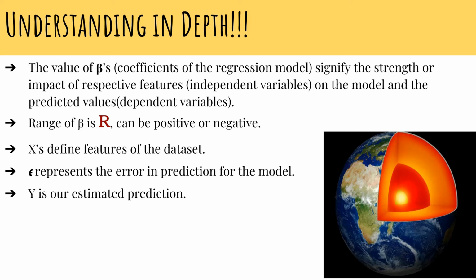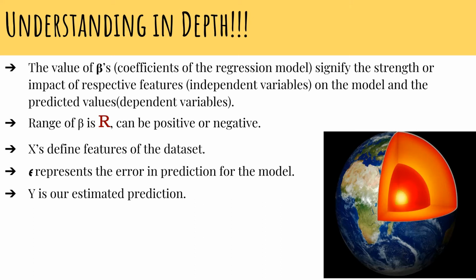It's R, basically. It's the real numbers range. It can be positive or negative, but then there is a catch. The catch is that the value of beta does not actually, in real life scenarios, cross 2-digit numbers. For example, the range of beta would mostly be found between -5 to +5, because we generally scale our data.